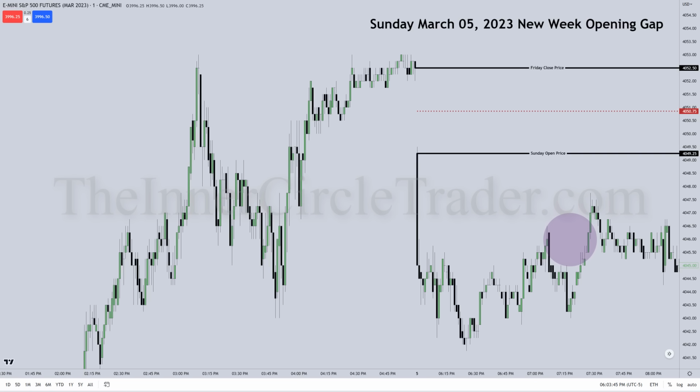And then bring us up to date with Sunday, March 5th, 2023, new week opening gap. Friday's closing price here. Sunday's opening price here. Consequent encroachment between these two midpoints here. And there we can see the complete new week opening gap for March 5th, 2023.